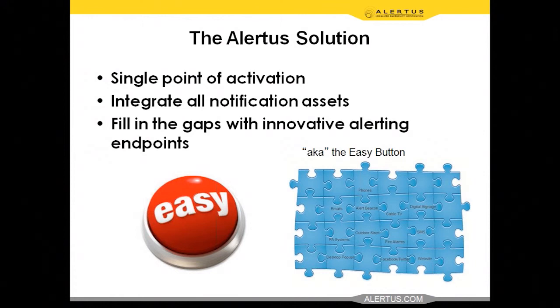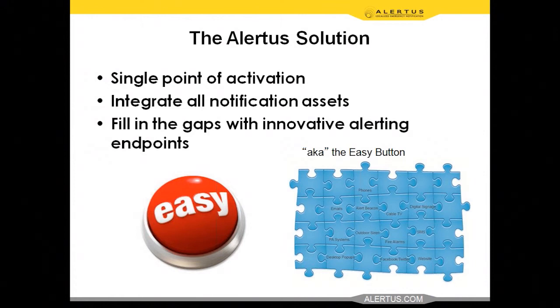And then also fill the gaps with innovative alerting endpoints. This is where we'll talk about some of the things like our panic button, our alert beacon, our LED marquee, those kind of things that provide a notification capability where you don't have it, that give you the ability to retrofit buildings that you have that were built maybe 5, 10, 15, 20 years or even longer ago, be able to retrofit that with a level of notification so that you can get the word out to those folks in those facilities.